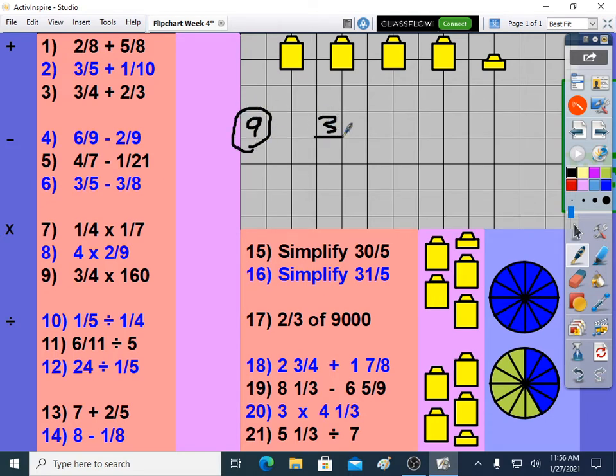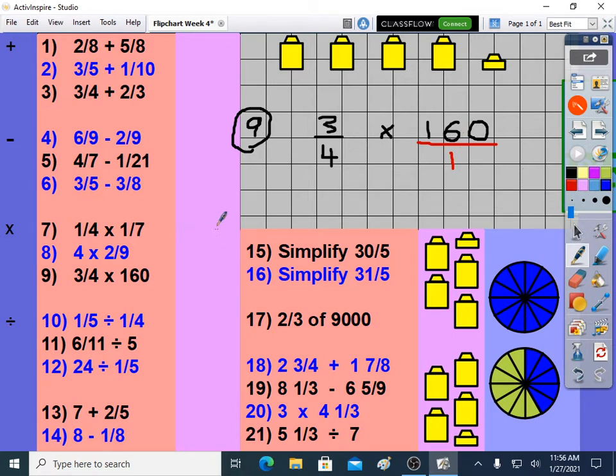3/4 times 160. If you prefer, you could do 3/4 of 160 because, of course, of means times. But in this case, I'm going to do times. So I've got a fraction and I've got a whole number. That's not really easy to use my method, so I'm going to change the whole number into a fraction. I put in a 1 underneath, 160 over 1. Okay? Then I've got to do 3 times 160.